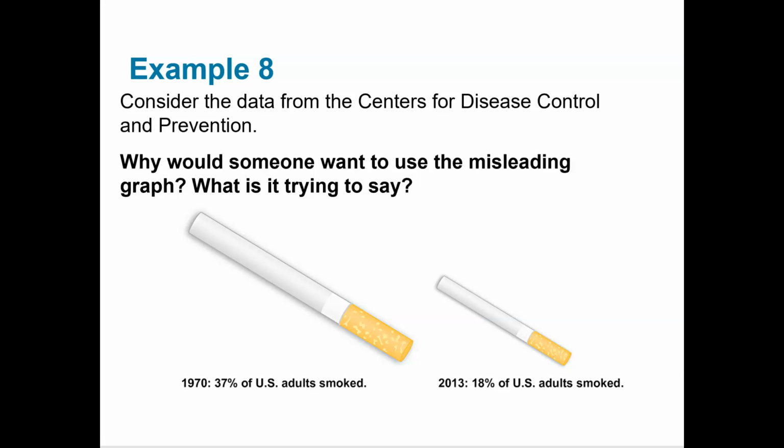So we see in 1970, 37% of adults smoked, and in 2013, 18% of adults smoked. When I just look at this, I think bigger, that's all I see. It's not just the same size. I mean, it's longer, wider. It's way, way, way bigger. So what I see is like 8 times bigger, 8 times more. But if you actually look at the percentages, it's closer to double or half, if you will.